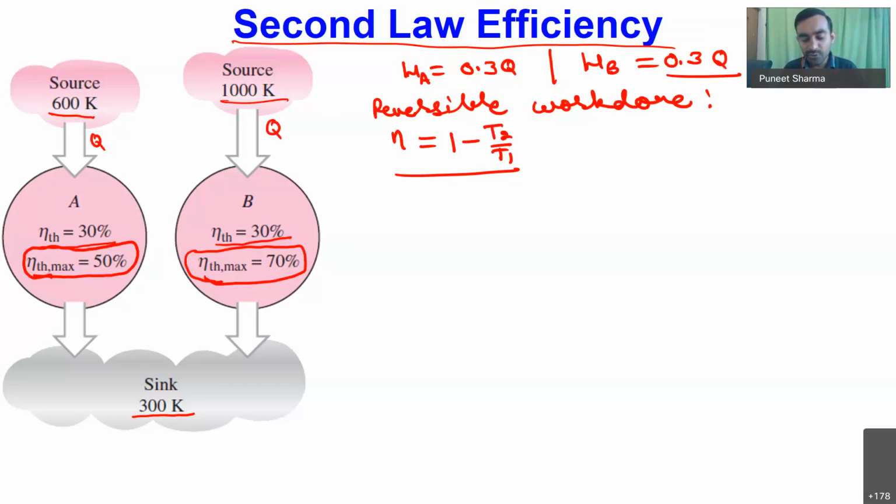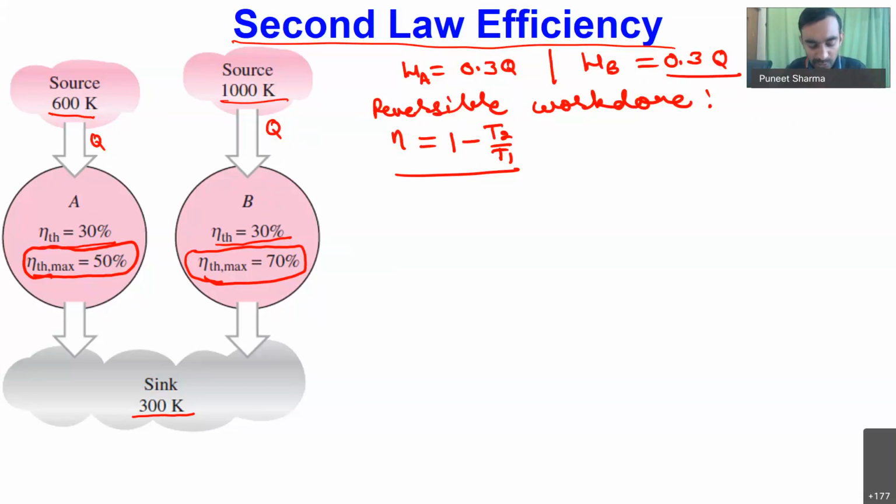Now if you compare which one is more efficient and which one is less efficient, can you give me some idea? The second one has the potential to convert heat into 70% work, but it is only doing 30%. Whereas the first has the potential to convert 50% of heat into work, but it is doing 30%. So between the two, the first one is actually more efficient.